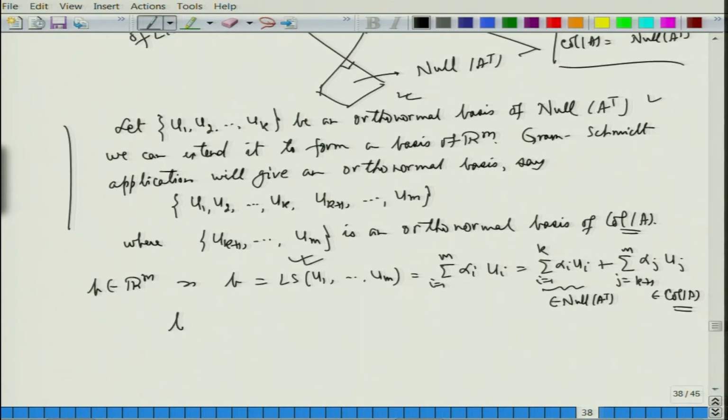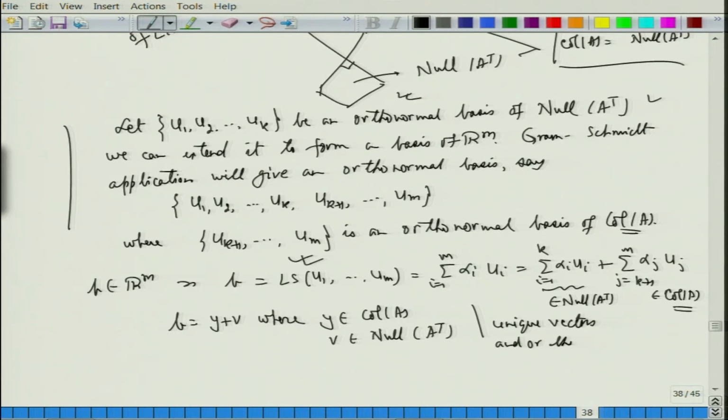So, I am writing B as y plus v, where y belongs to column space of A and v belongs to null space of A transpose, and these vectors are unique vectors and orthogonal. All right, y and v are orthogonal. This is the way the graph is, and that is what the fundamental theorem of linear algebra tells us, that they are orthogonal. Fine.